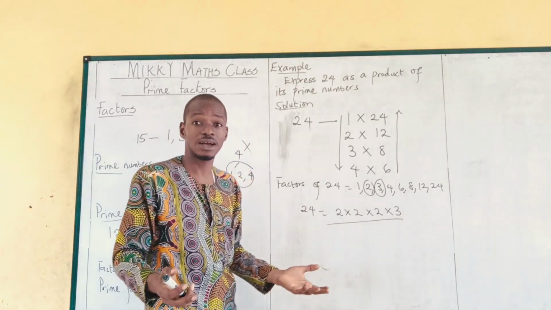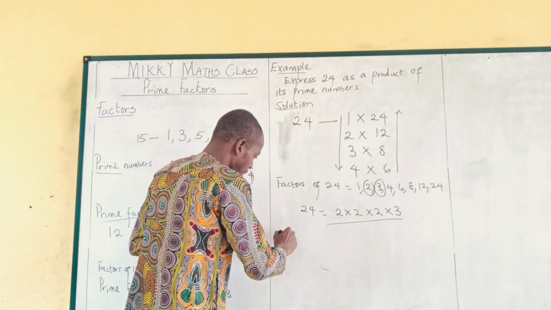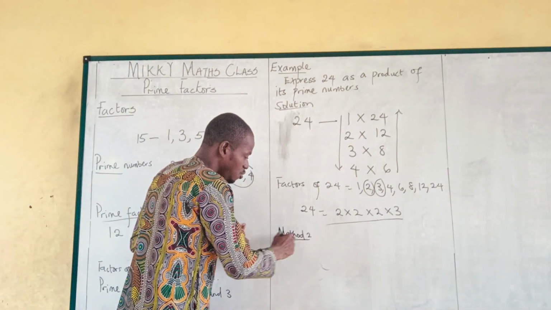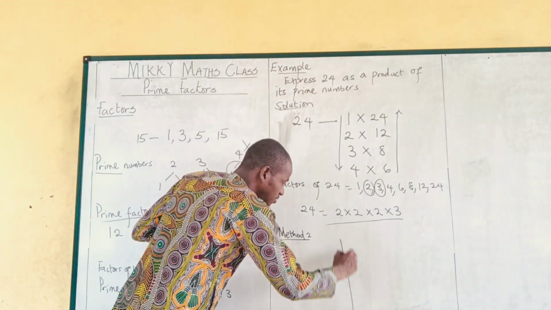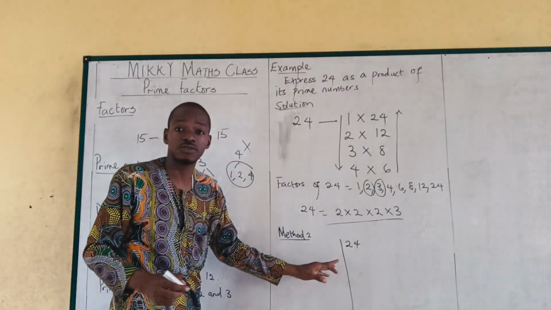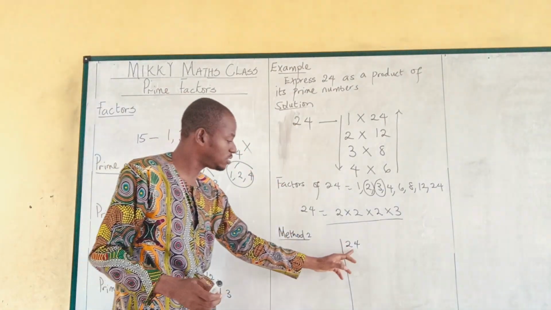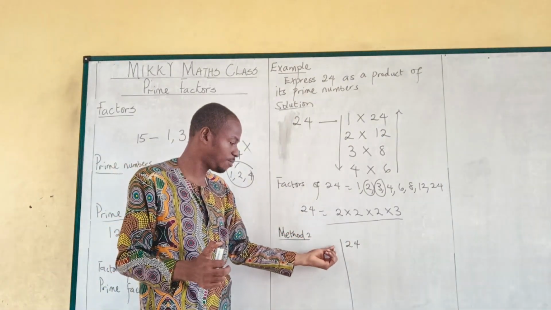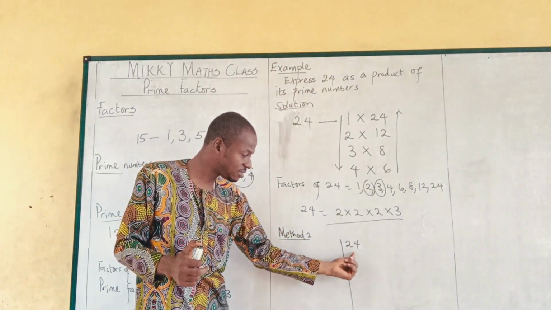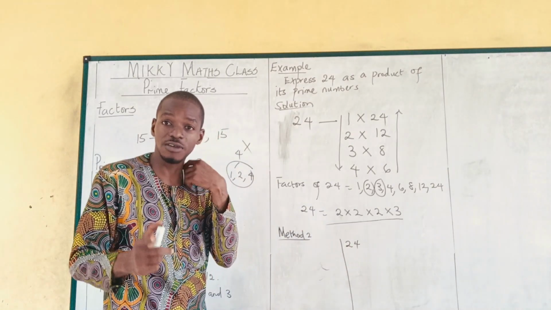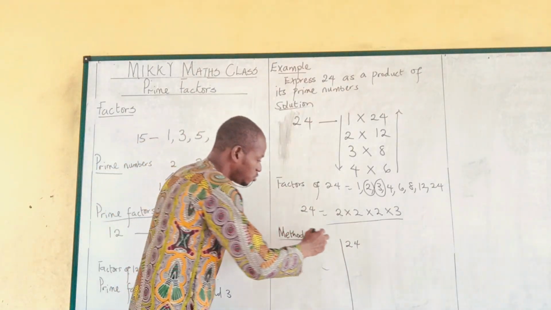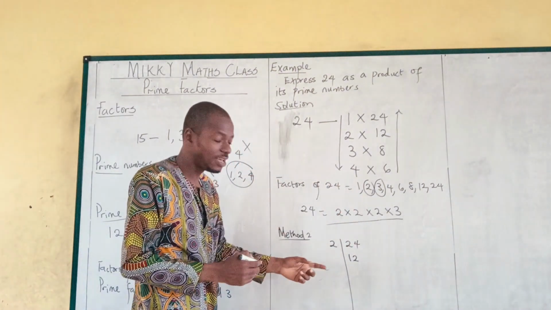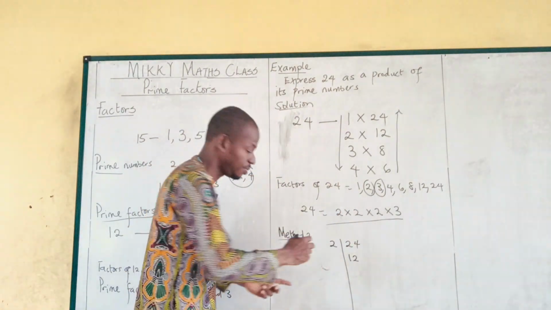That's the first method you can use. You can use another method. Method 2, I put 24 as though I'm doing LCM. I put 24 here. Then what do I do? I begin to use prime numbers to divide it. The first prime number I can use to divide it is 2. So 2 in 24, that will be 12. The next one I can use, I can see is 2.